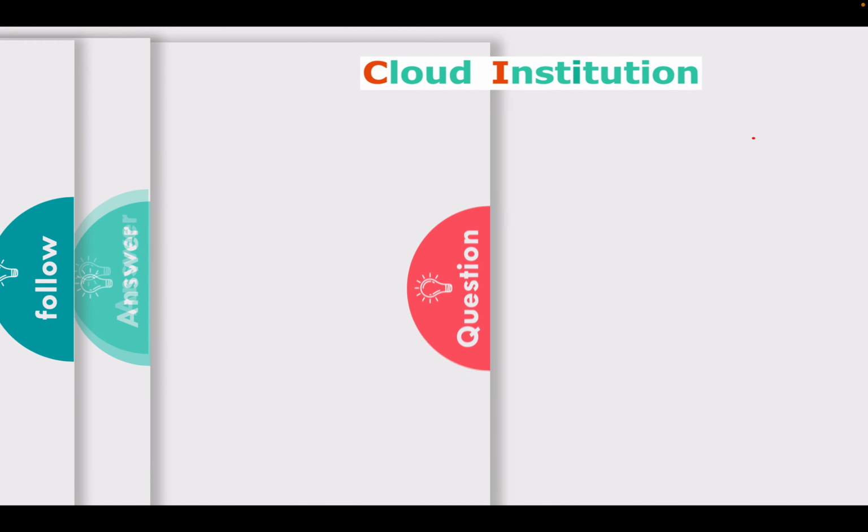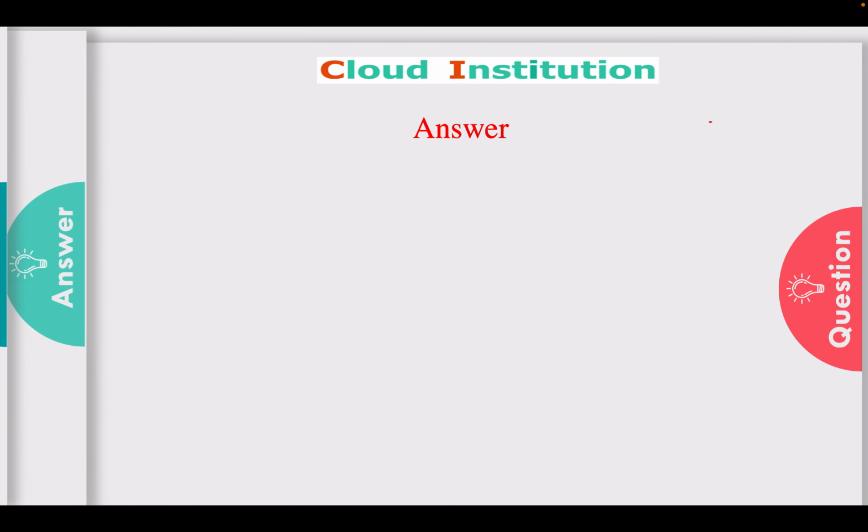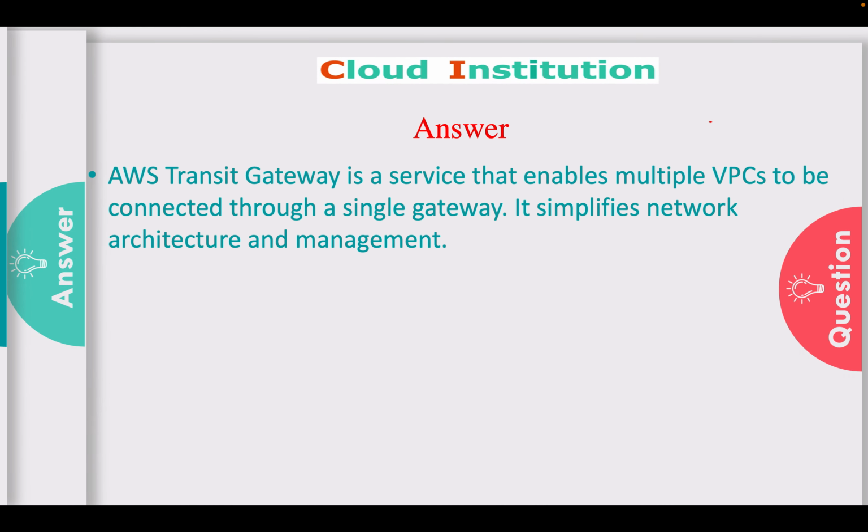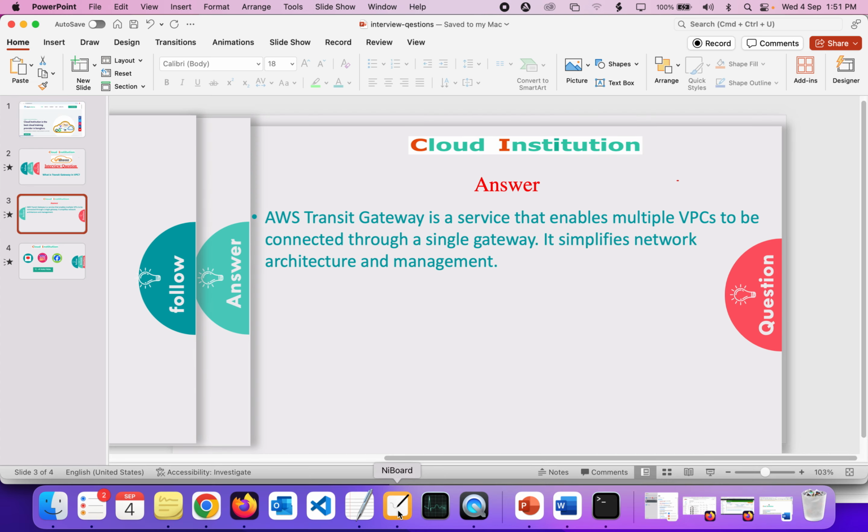The answer to this question is, Transit Gateway is a service that enables multiple VPCs to be connected together through a single gateway. It simplifies network architecture and management. So what is the meaning of this, and how will Transit Gateway solve the problems of VPC peering connections? Let's discuss what VPC peering is and what VPC Transit Gateway is.